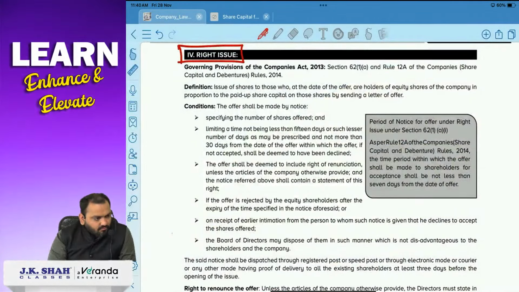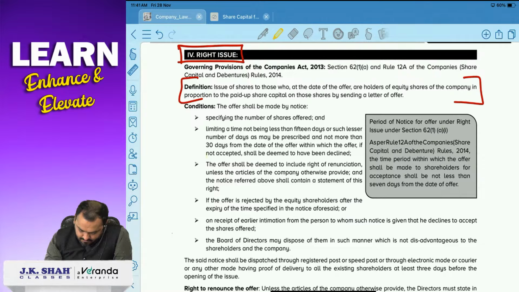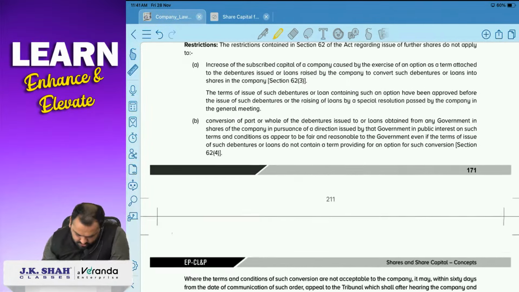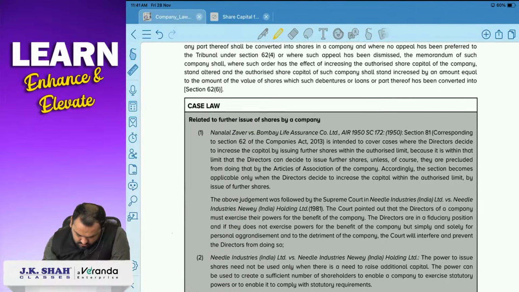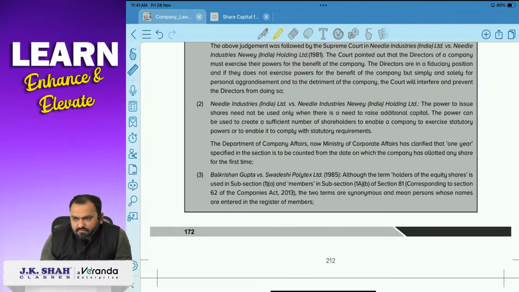Now the same thing when you see from the module. Firstly, here you can see the meaning is given. What it is. Then conditions. First condition is private company, public company, right of renouncement, restrictions, finished. So there is nothing new, you can just go through the points. Okay, then it will be done.